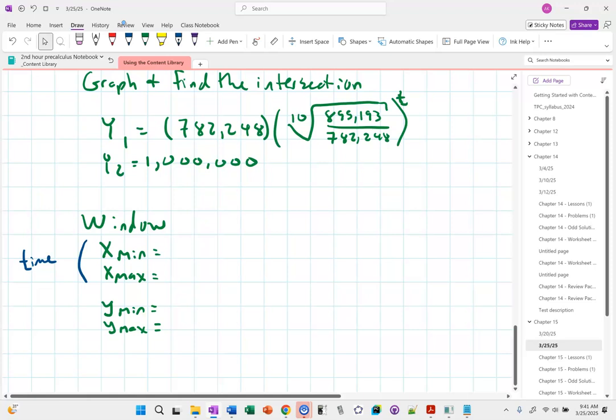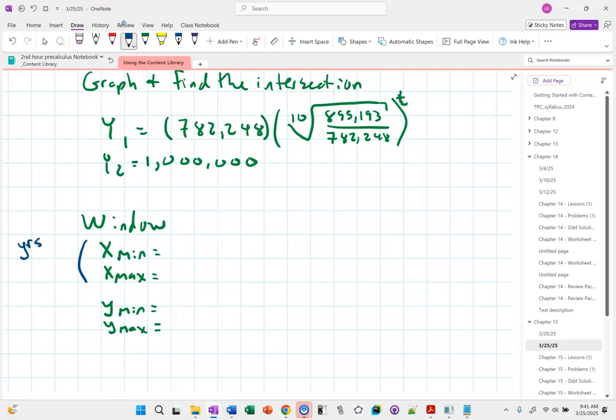Remember that the x, the independent variable, is the years since 1990. And our y is population, right? So let's think about our x min. Since it's the years since 1990, a good x min should be 0, right? That's the first point I know about.